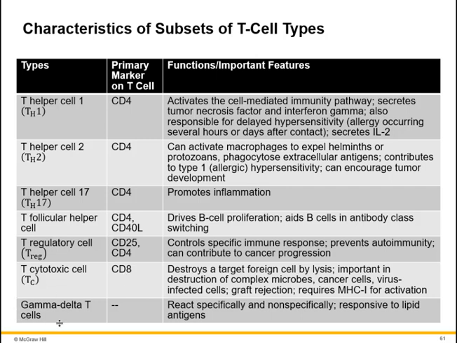Gamma delta T cells are going to react specifically and non-specifically, but they have a T cell receptor, but it's different: the little subunits that make up the T cell receptor are a gamma and delta polypeptide, where the other T cell receptors are alpha beta.